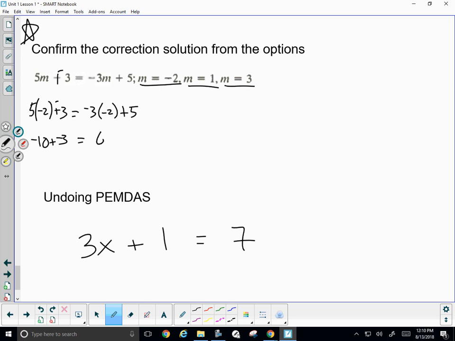Negative times a negative is a positive. Again, -13 is equal to 11. This is not a true statement. This is not a balanced equation. So m equals -2 is not the correct answer.